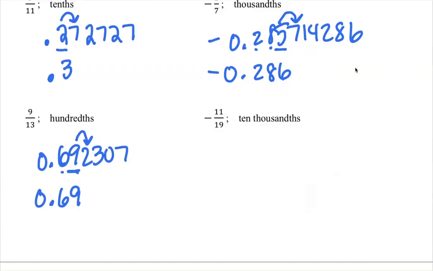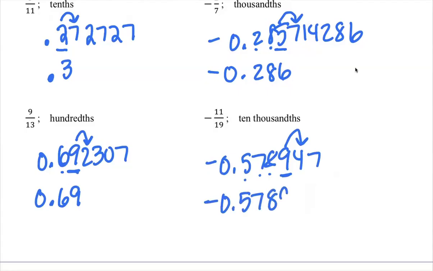The next one, negative 11 divided by 19 is negative 0.578947. We're going to the ten-thousandths. So here's tenths, hundredths, thousandths, ten-thousandths. So that 9 stays a 9 because 4 is not 5 or bigger.